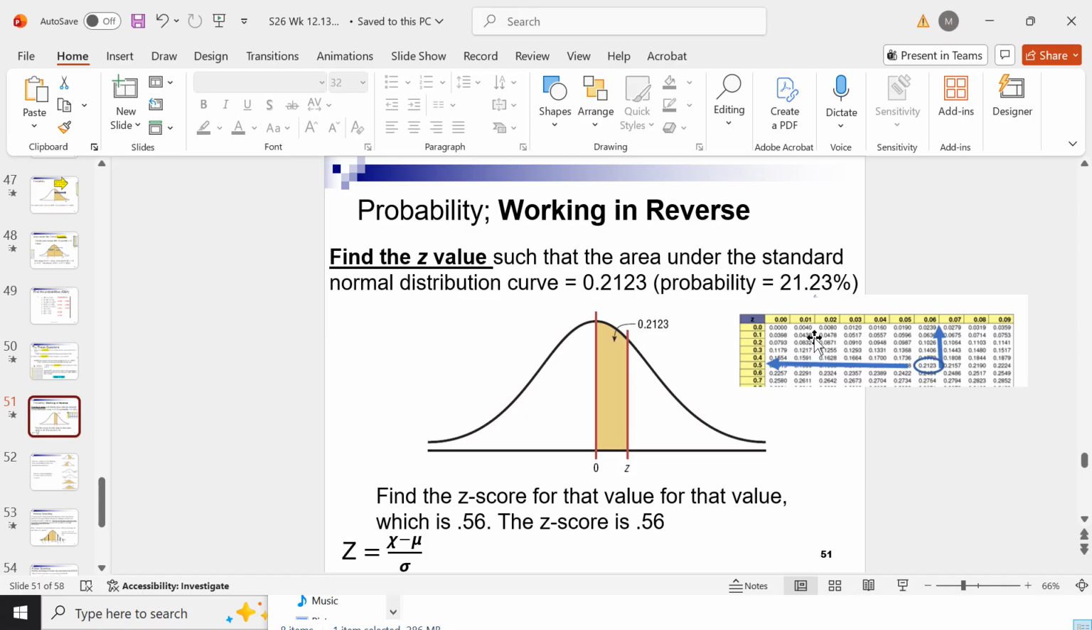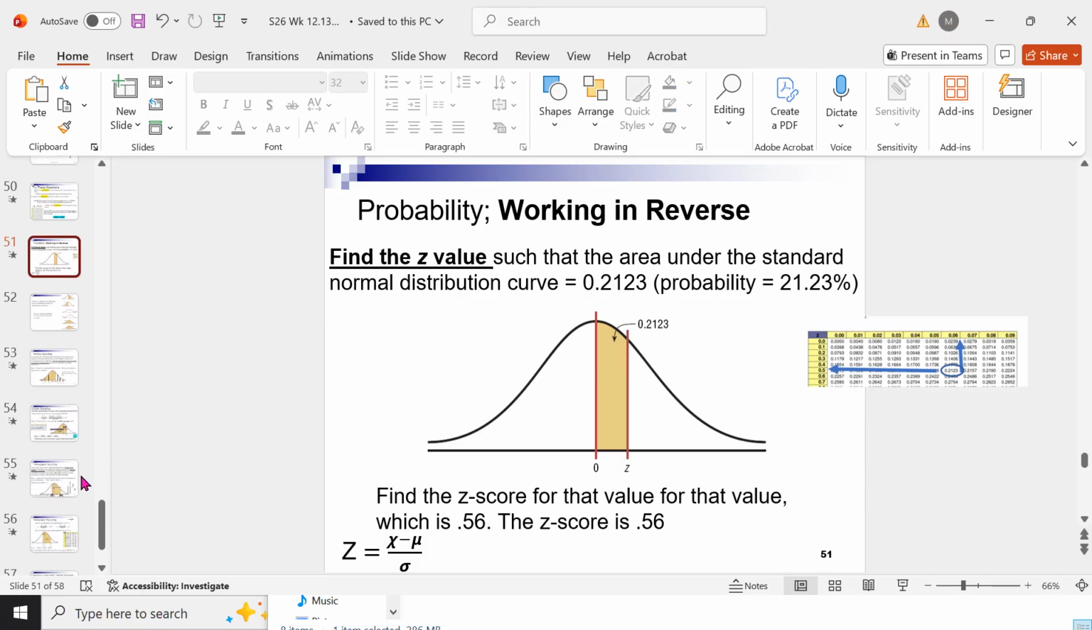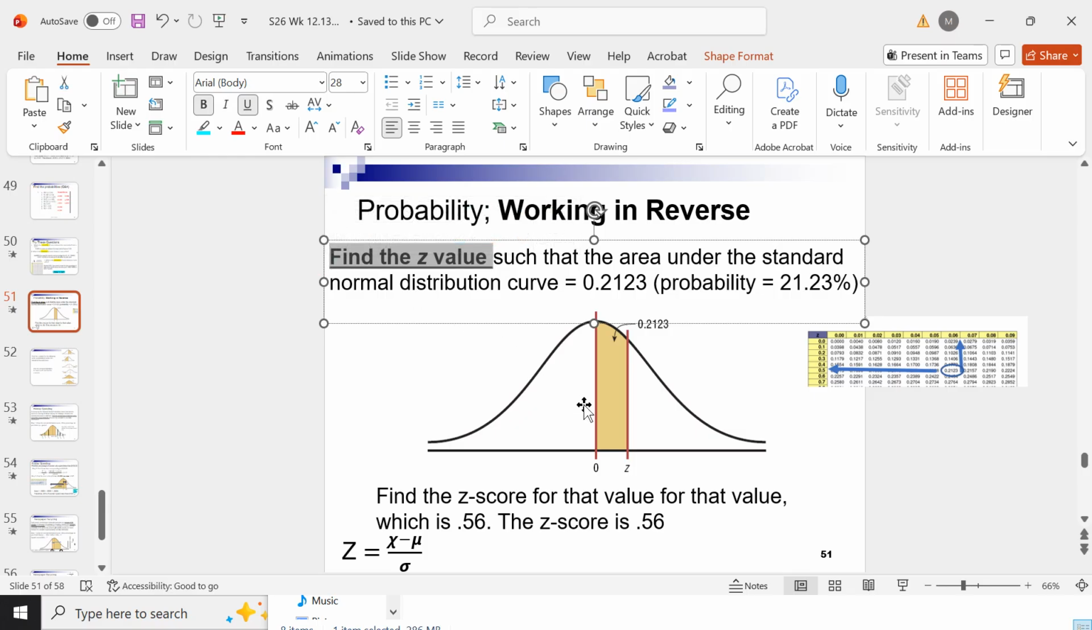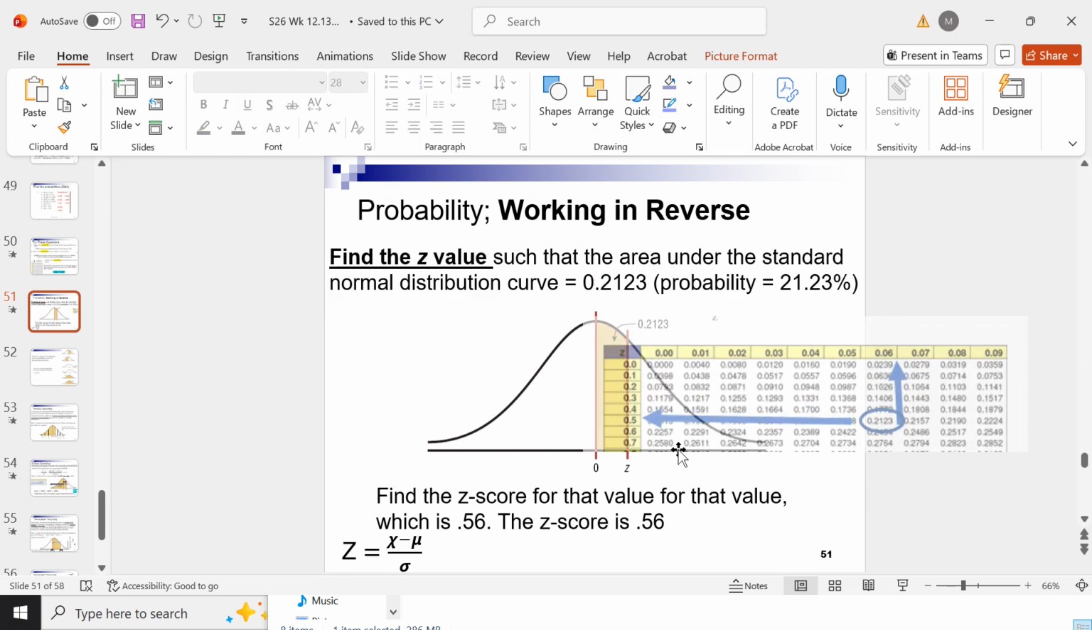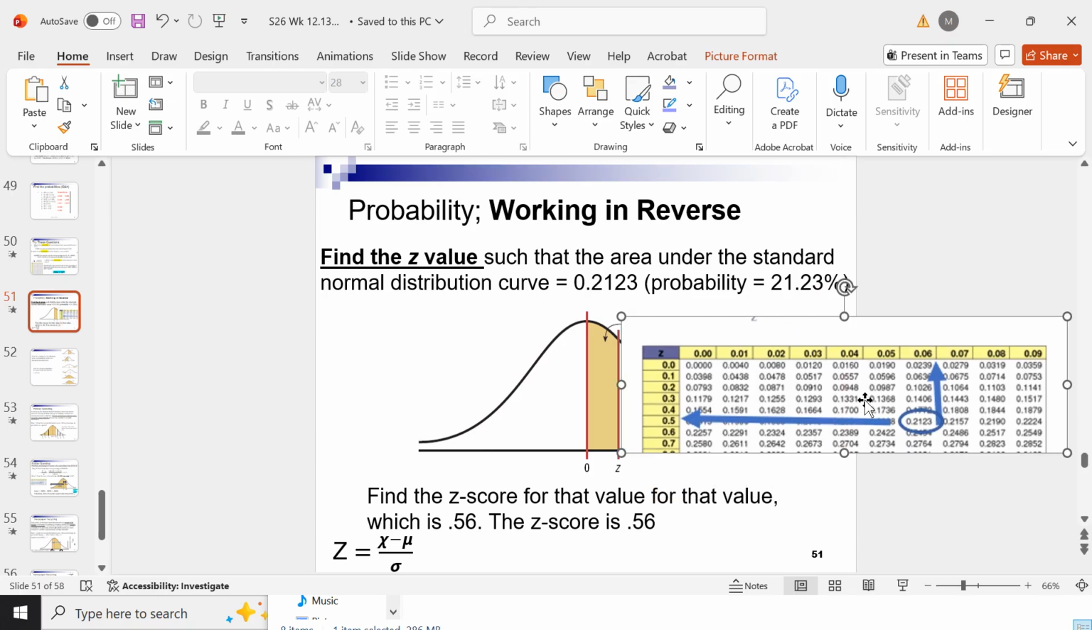Some questions here. This is where we will kind of conclude. There's the last couple slides here, they're on questions, and these are good ones. But before we do that, what about working in reverse? What about finding the z value from the probability? In this case you've got to work backwards. Not a big deal. Find the z value such that the area under the standard normal curve is 0.2123. So probability of 21.23%. You find 21.23 or the closest to it, and then backtrack.